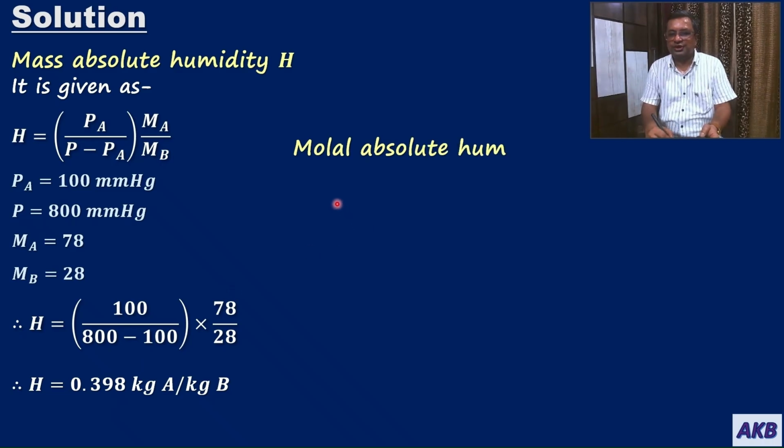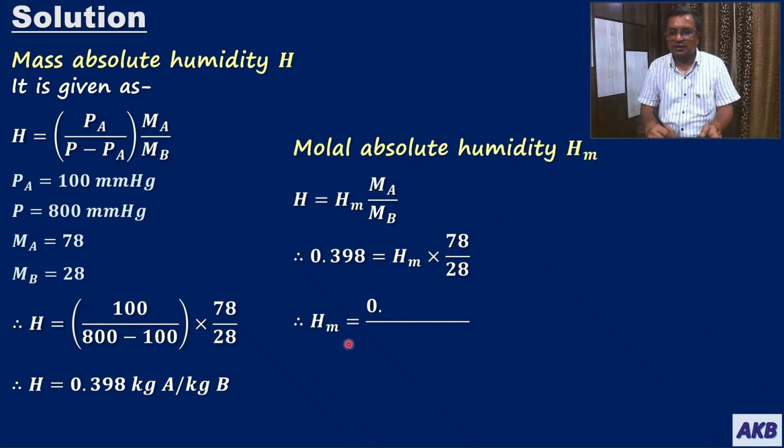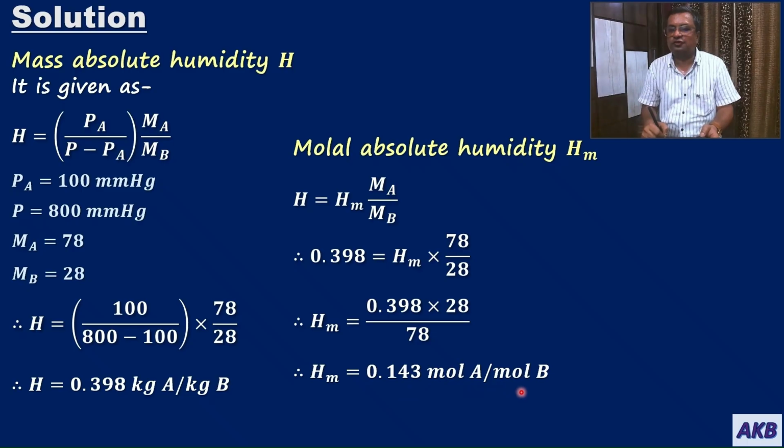After getting mass absolute humidity, let us get molar absolute humidity, that is HM. For that we will use this equation: H is equal to HM into MA upon MB. This is the relationship between mass absolute humidity and molar absolute humidity. We got mass absolute humidity, it is 0.398, that is equal to HM. Molecular weight of A is 78, molecular weight of B is 28. So HM will be equal to 0.398 into 28 divided by 78, and that gives us HM as 0.143 moles of A per mole of B. So in this way we get molar absolute humidity.